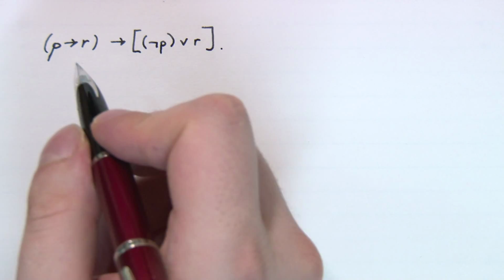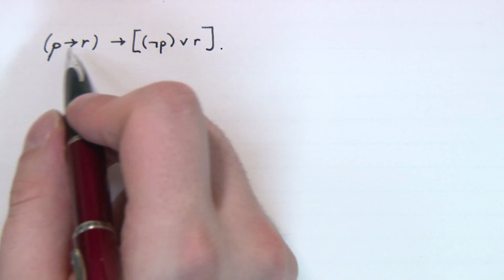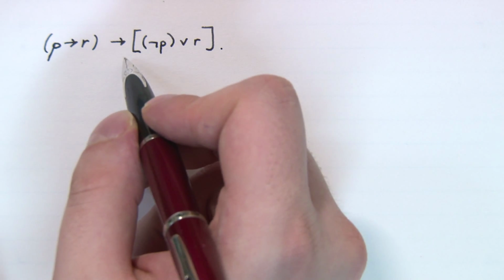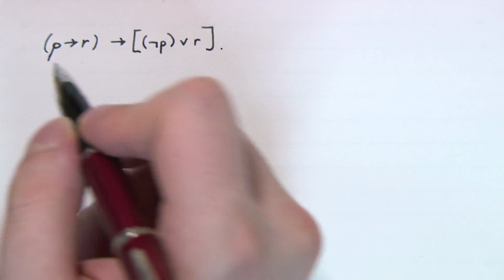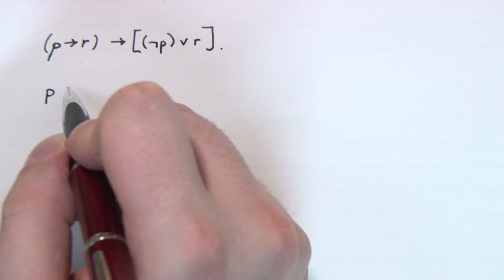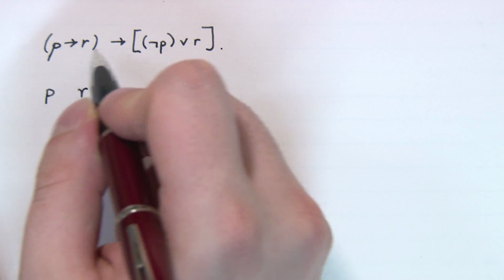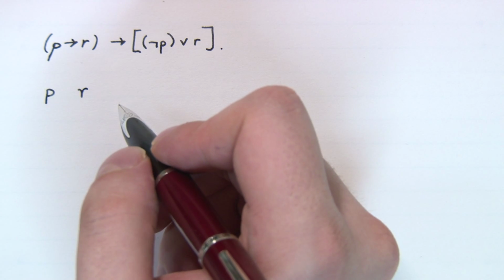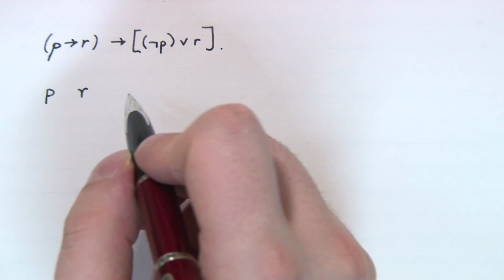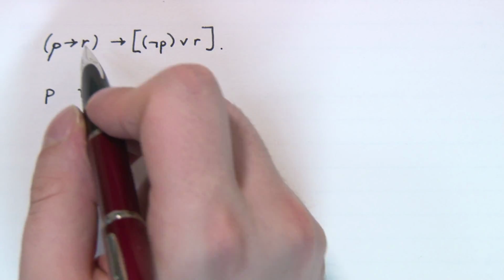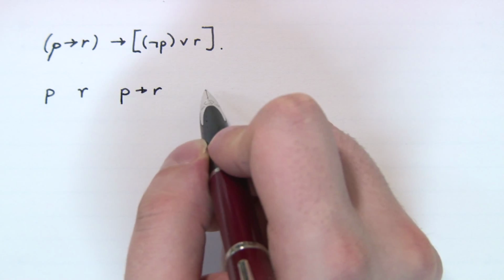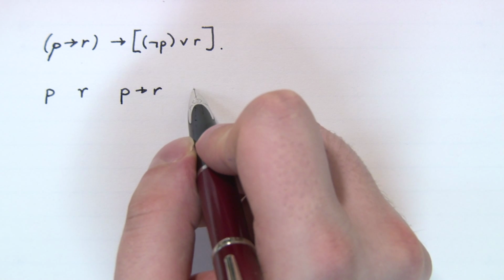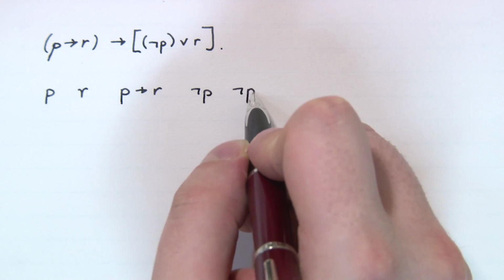Okay, so we're required to find the truth table for P implies R, which implies not P or R. So P, R, those are our two prime propositions. And we do what's inside of the parentheses first. So we have P implies R. Next, we use the not P, then we have not P or R.